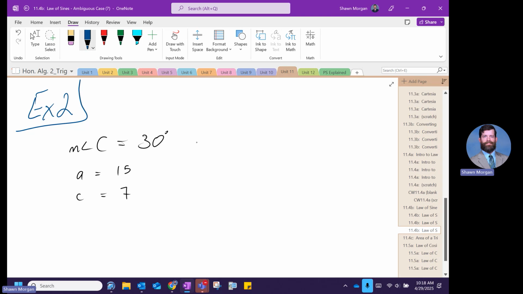I feel like best practice is to put the given angle down in the bottom left. Now that's big C. So the other side is going to be little c. Now that's 7. And then this odd man out, so to speak, is going to be 15. This is how I recommend you draw it out every time.